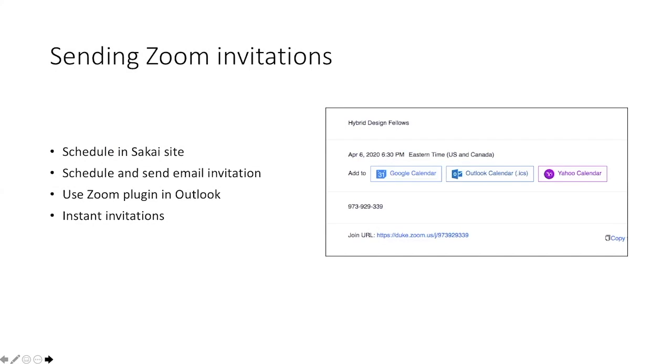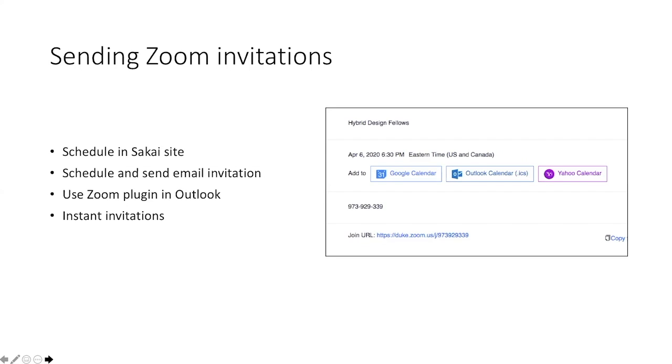So how do you send Zoom invitations? They make it so easy to use, it's hard. So the first one, if you're using the Sakai interface, you can just send the students to Sakai. They can click on Zoom and they'll be able to join your meeting.